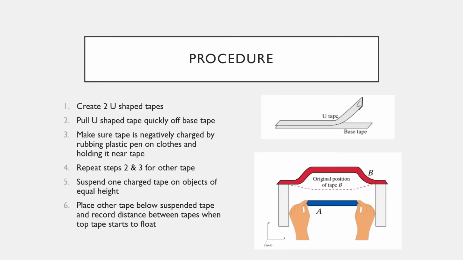To perform the experiment, the tapes needed to be negatively charged. As shown to the right, the tapes were placed on top of one another and quickly removed. This was done for both tapes to make sure that they were both negatively charged. Once the tapes were charged, one piece was placed across two textbooks and the other piece was placed underneath. The tape on the bottom caused the tape on the top to float, and the distance between the two tapes was measured.